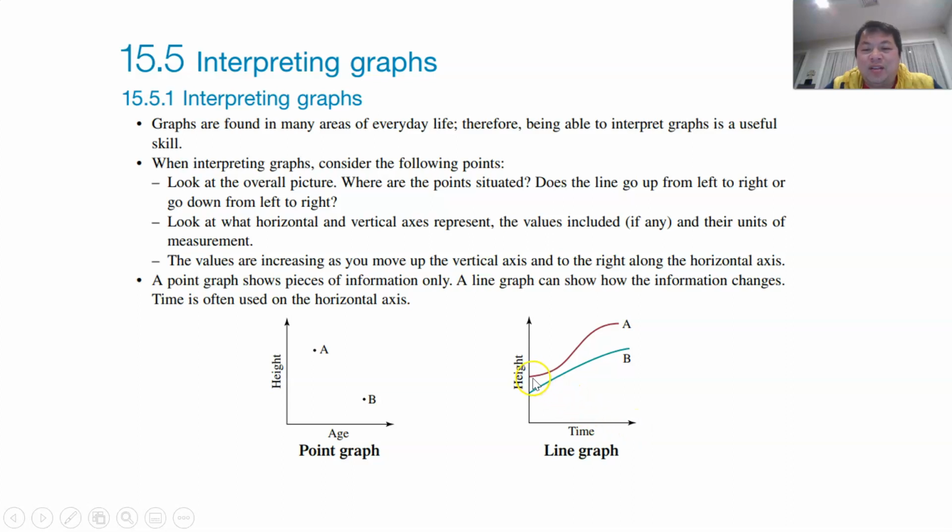Whereas the second one, a line graph, is measuring the height of two different things over time. As you can see, A at the beginning was this, and then it started to grow at a very slow rate, then at a very fast rate, and then it slowed down. And B is more like a constant rate, isn't it, as time passes by?